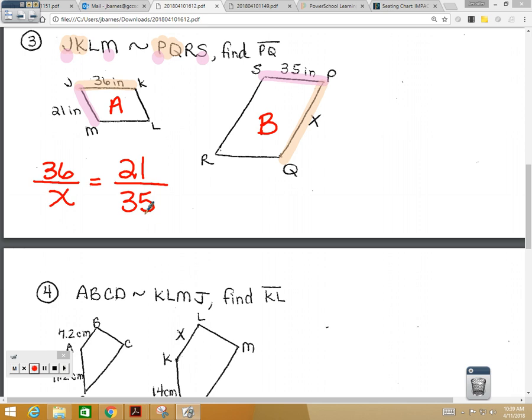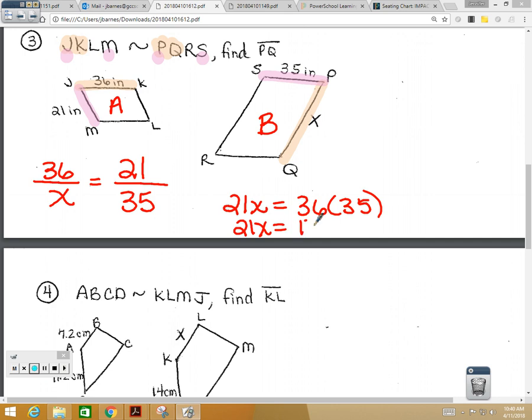So again, there are other ways that you could set this up and still end up with the same answer. So don't think that, uh-oh, I'm going to be wrong quite yet. All right? So now we're going to do cross products. We're going to do 21 times X. And I'm going to do 36 times 35. Just coincidence that this problem also has a 36 and a 35. So that's going to give me 21X equals 1260.